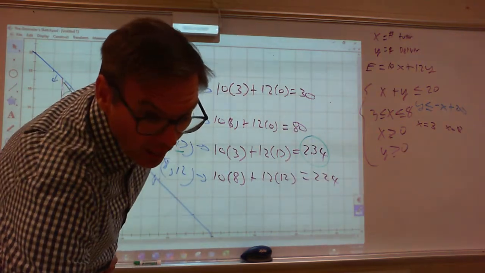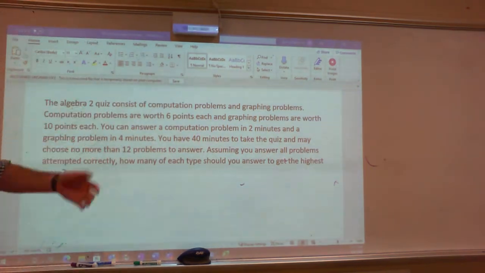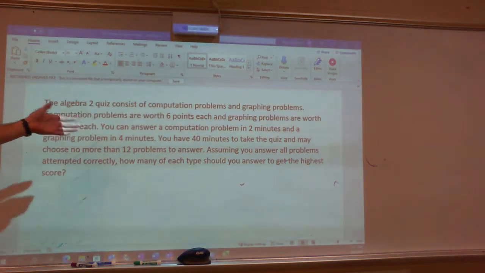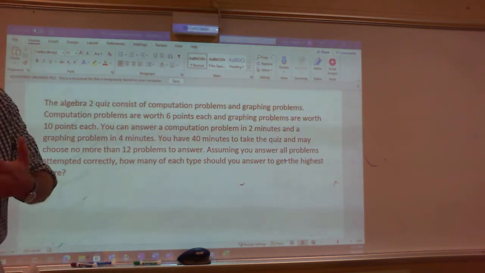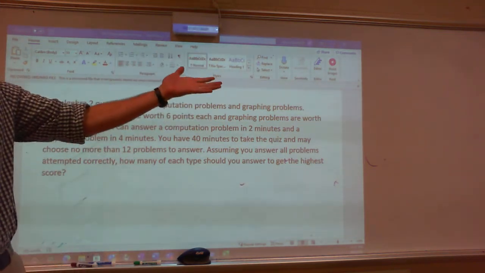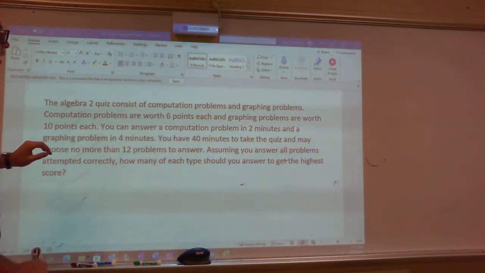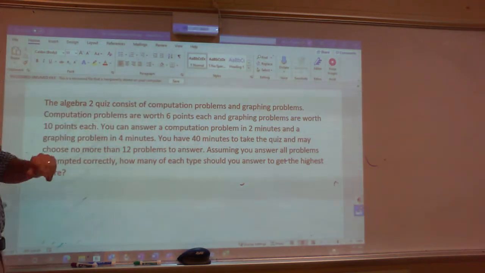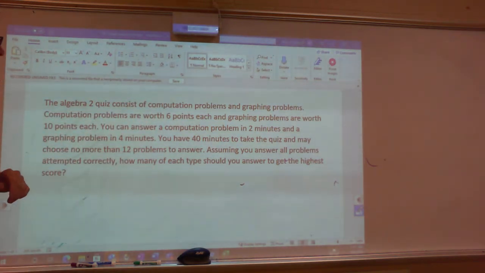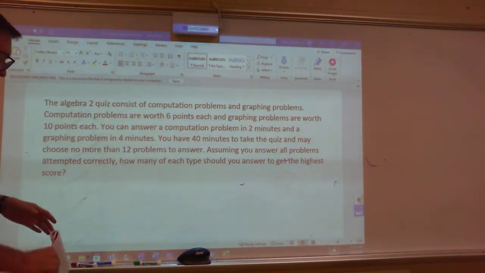So let's refresh our memory about the Algebra 2 quiz with some computation problems and some graphing problems. So we read this, we did this last week. If you get your notes out, we're going to basically summarize how we got our constraints and our objective function. They talk about the graphing, the computations where problems are worth 6 points, the graphing problems are worth 10 points. You've got a finite amount of time, and you have a finite number of problems that you can answer.